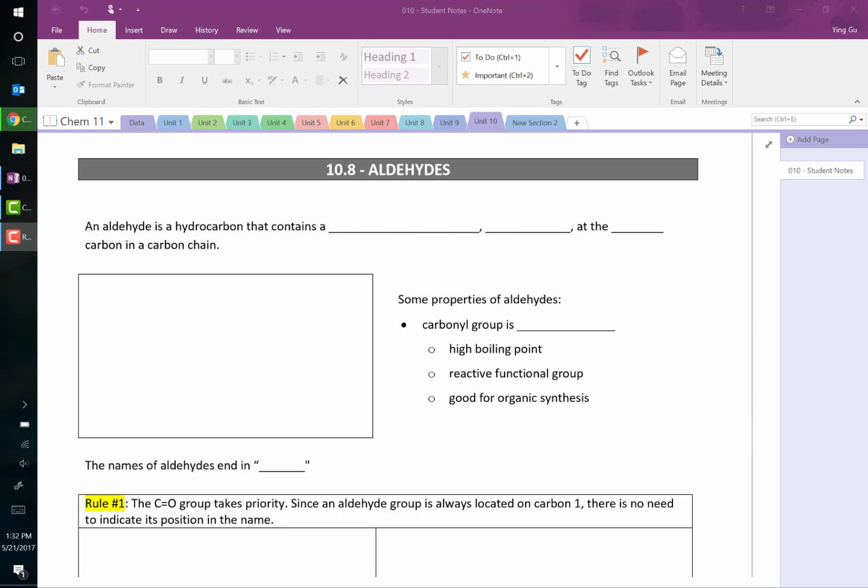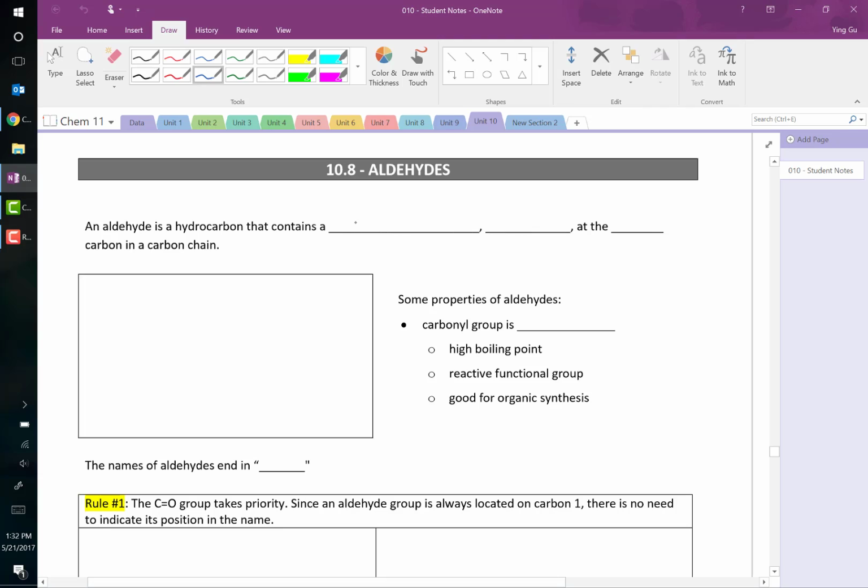Our next functional group is the aldehyde. An aldehyde is very similar to a ketone in that they both contain a carbonyl group. Now remember, a carbonyl group is simply a carbon atom that is double bonded to an oxygen atom. And the motif looks like this, okay?